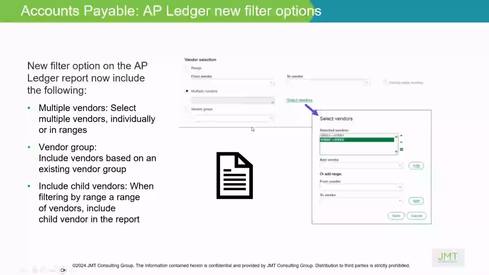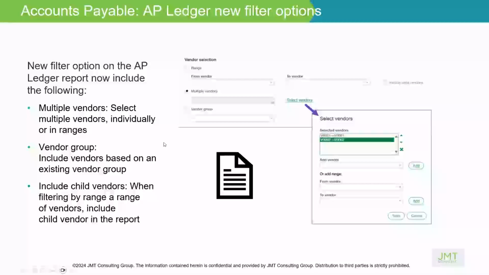And the vendor group is nice. What if you want to run the report for all of your Florida vendors or all of your Massachusetts vendors or whatever? You want to do it based on a value on the vendor record that is not a type or the vendor ID. And you have the ability to do that now with dimension groups. And so I'm going to show you this within the system.